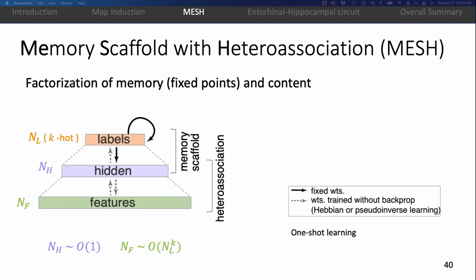Right, so this is the model. We call it MESH, memory scaffold with heteroassociation. So the key conceptual insight from the model is that we are factorizing the memory or the fixed points from the content. The network consists of 3 layers. The first 2 layers implement a memory scaffold, and the third layer is heteroassociatively linked to the scaffold. And again, just to clarify, the task here is, given a noisy version of the feature states, the model should be able to reconstruct the feature states that were originally stored in this model.